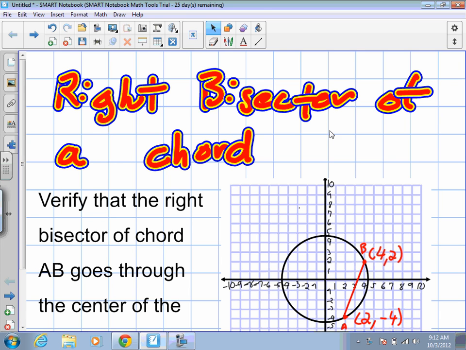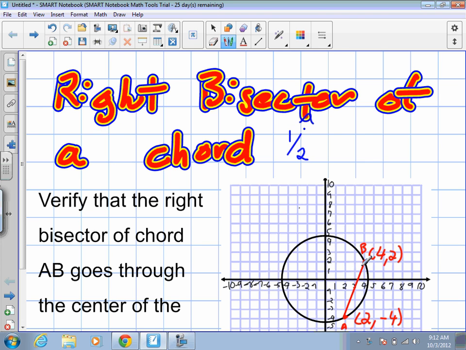Okay, so we're going to go over the right bisector of a chord. Which means we're going to define a couple things, and we're going to talk about circles before we actually get into this question. A right bisector. Anyone remember what that means? What does bisect mean? Yes, to cut in half. Okay, so bisect means to cut in half.